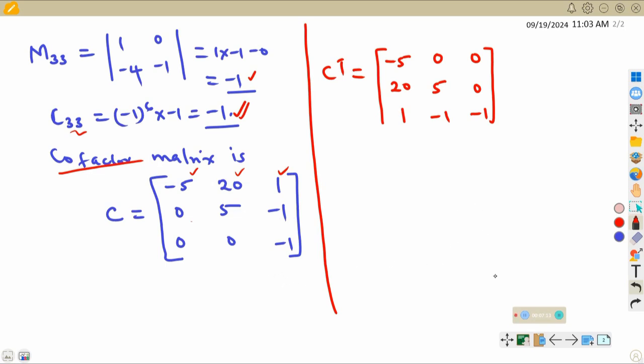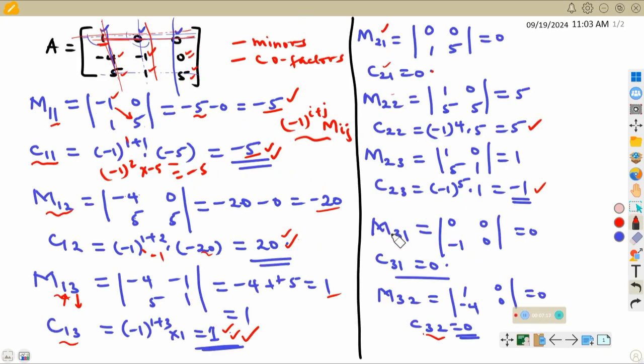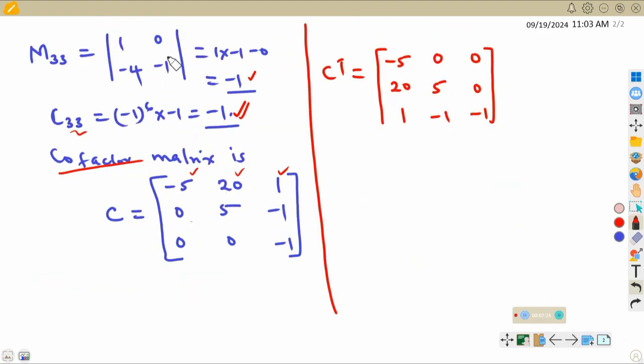Then in the third row we shall have C31, 0, then C32, 0, then C33, which is -1. So that is 0, 0, -1. So this is the matrix containing the cofactors of each of the entries of our matrix A.